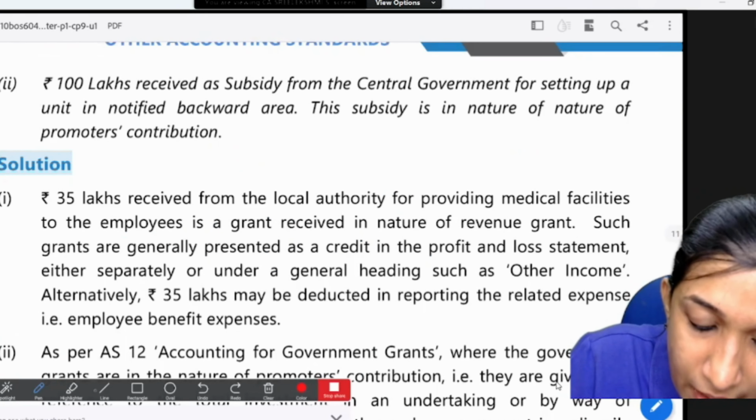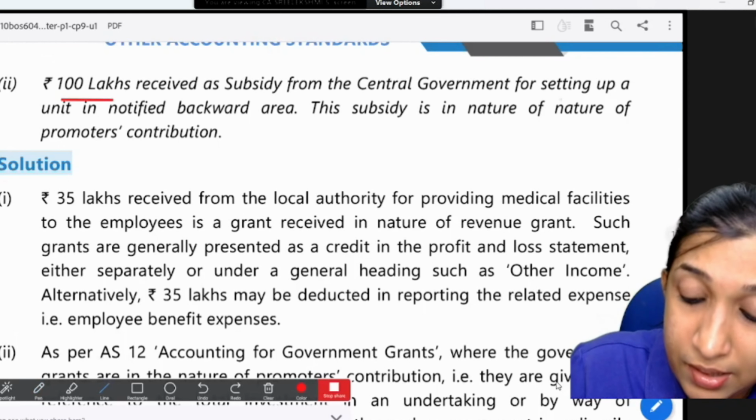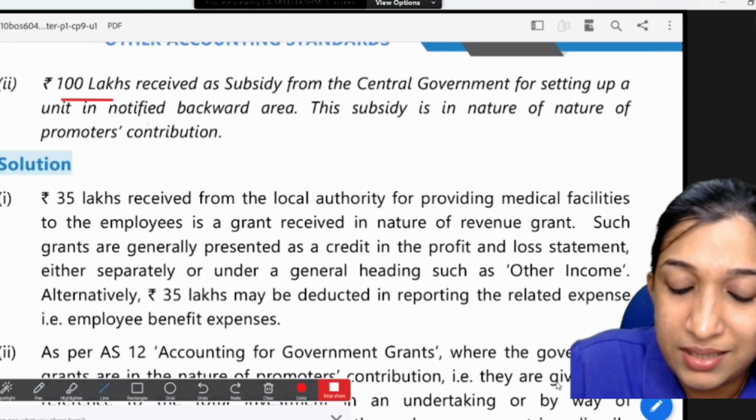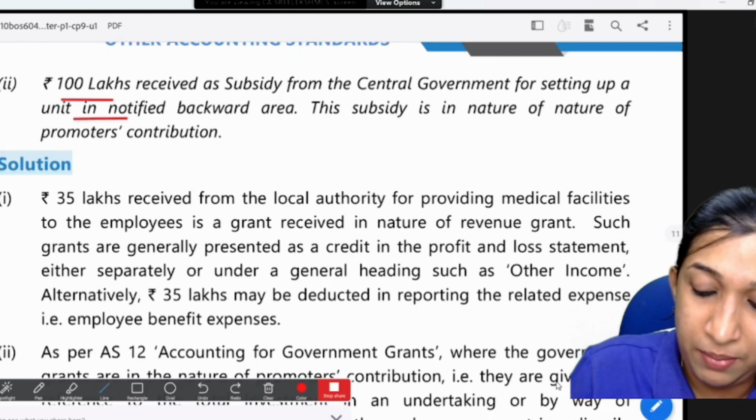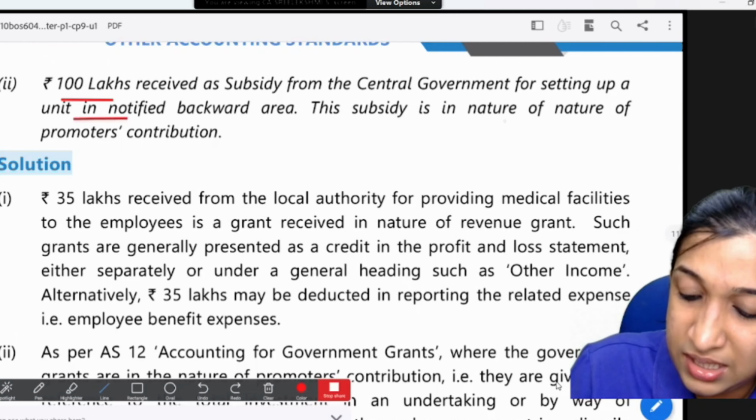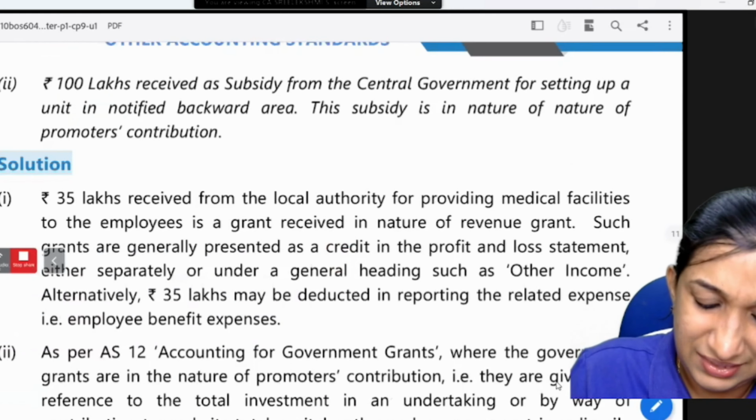100 lakhs received as a subsidy from the government for setting up a unit in notified backward area. Subsidy is in the nature of promoter's contribution. So capital reserve.